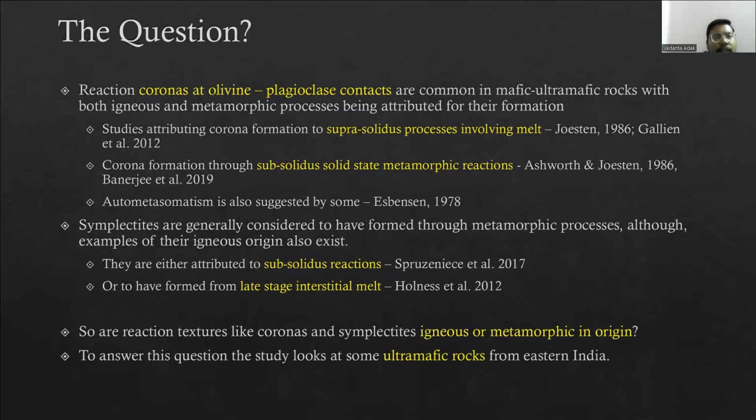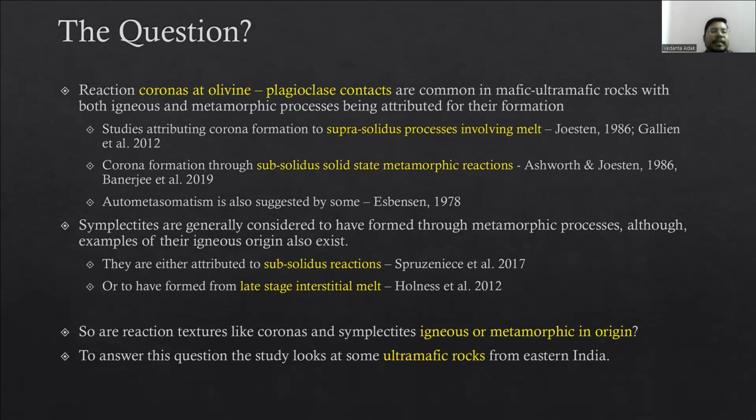Now, if we look at corona textures, one of the most common ones that we find is at the contact of olivine and plagioclase, which is very common in mafic and ultramafic rocks. Some authors have said that these textures have formed through igneous processes and involve some melt phase. Others have said that no, it has formed through a sub-solidus, solid-state metamorphic process. Autometasomatism is sometimes also given as a possible mechanism for the formation of such coronas, right?